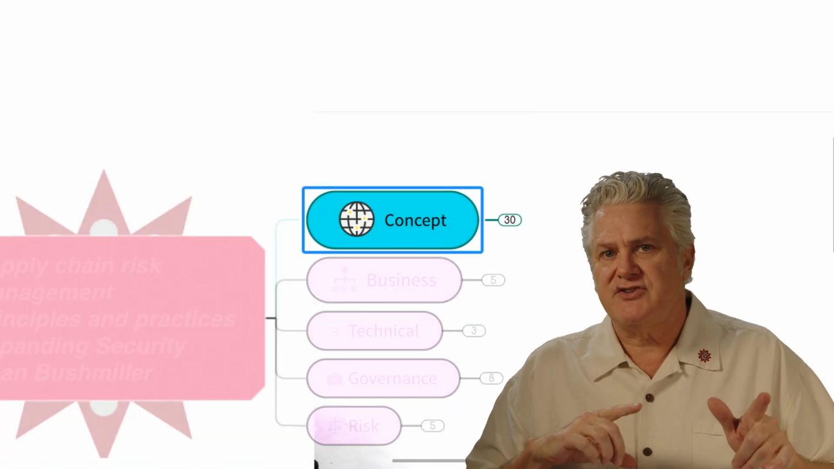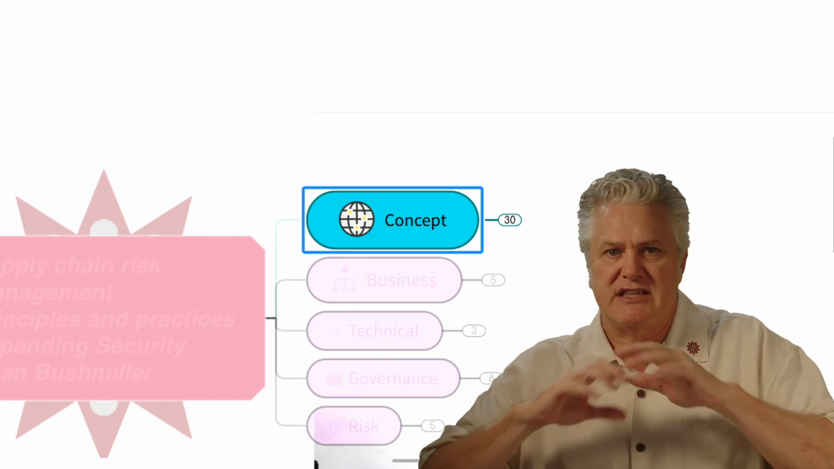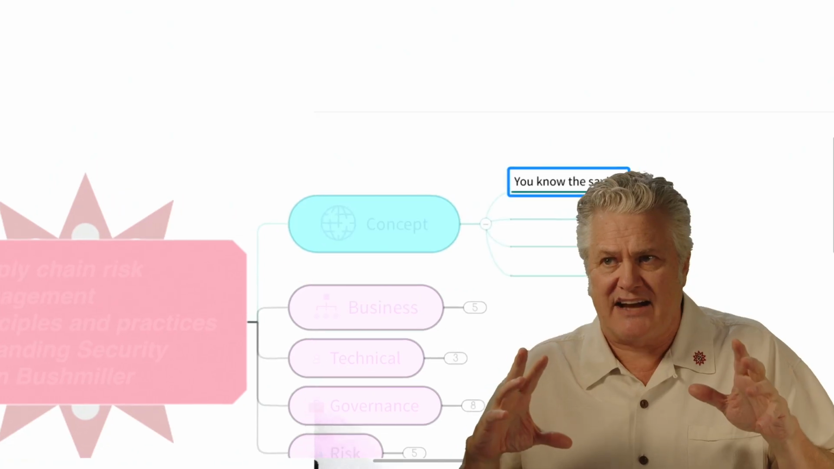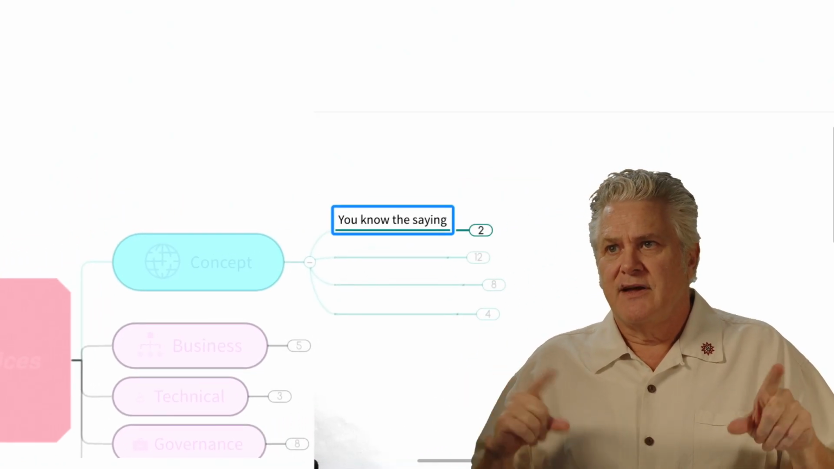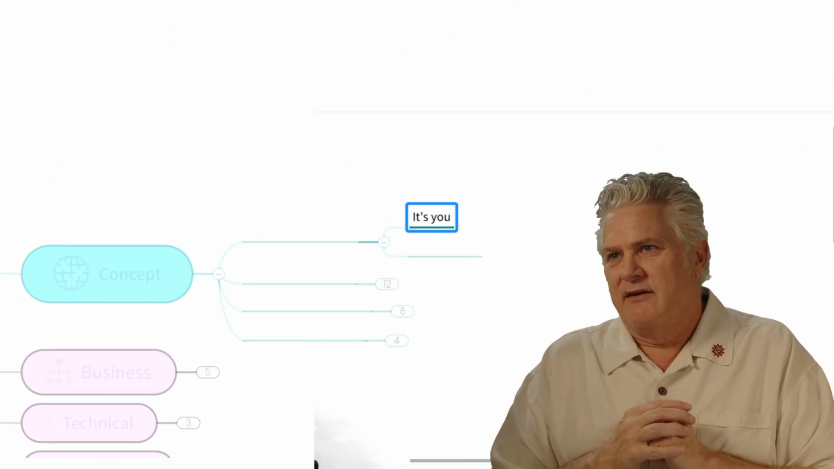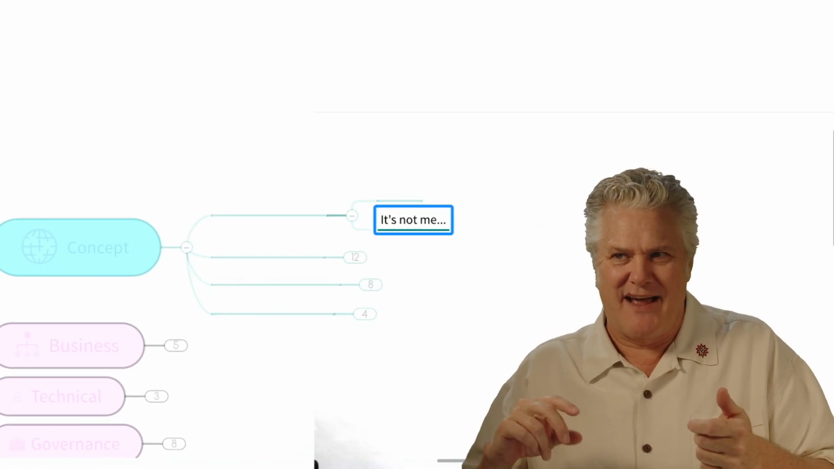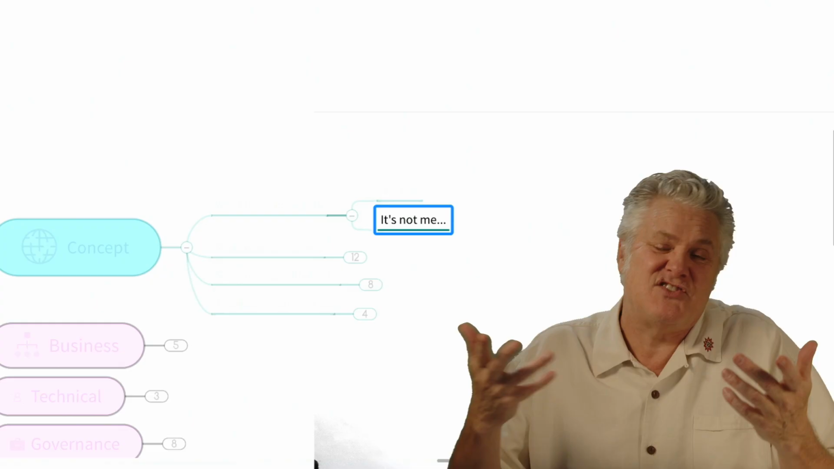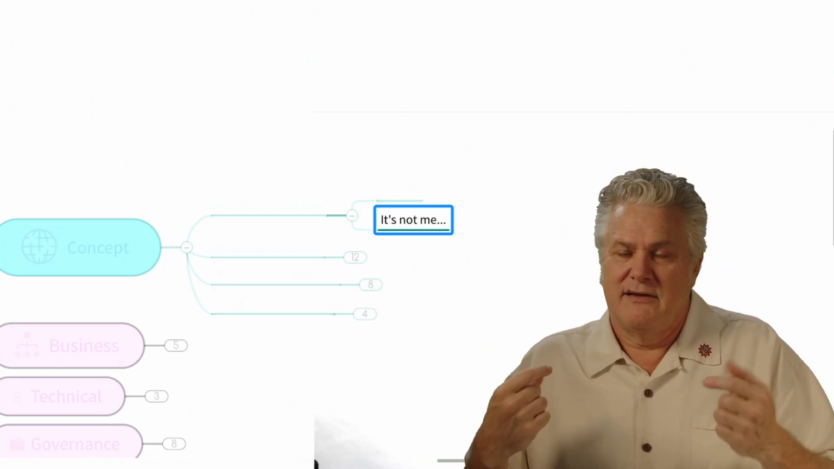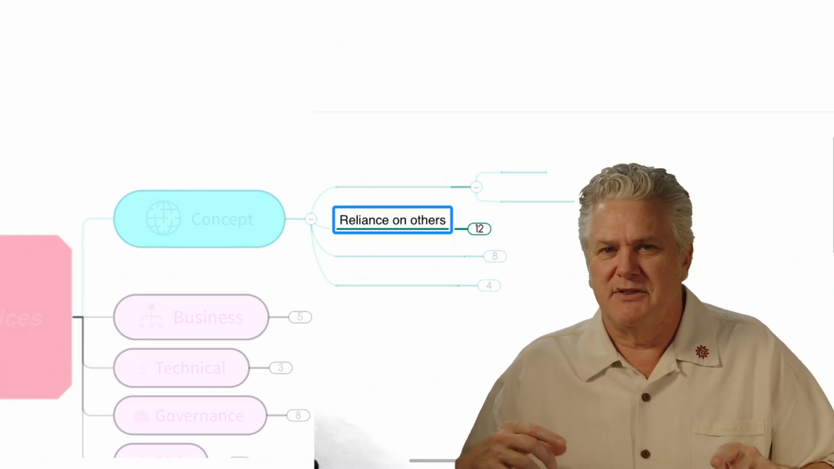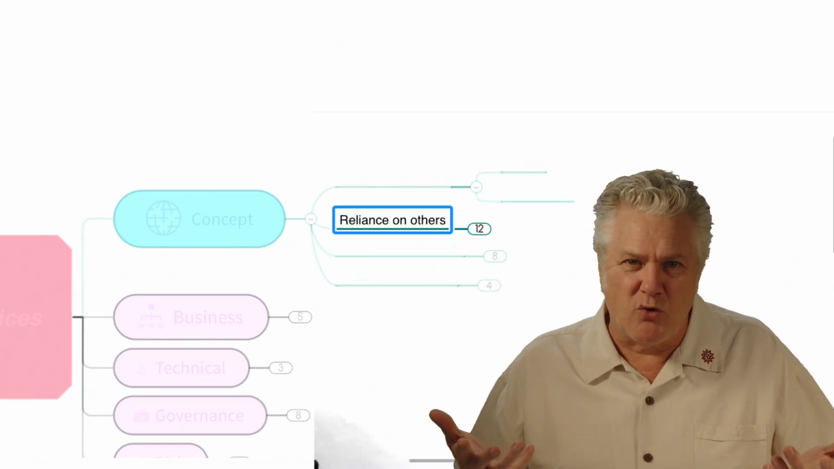In a previous section, I talked about supply chain risk, and we stopped at risk. This is actually doing the risk management activities. You know the saying out there, it's you, it's not me. Oh, wait a minute, don't they say it the other way around? Well, yeah, they say it's not me, it's you. No, it's not me. It's definitely you in the supply chain. But the thing is, it's me, because I'm relying on others.